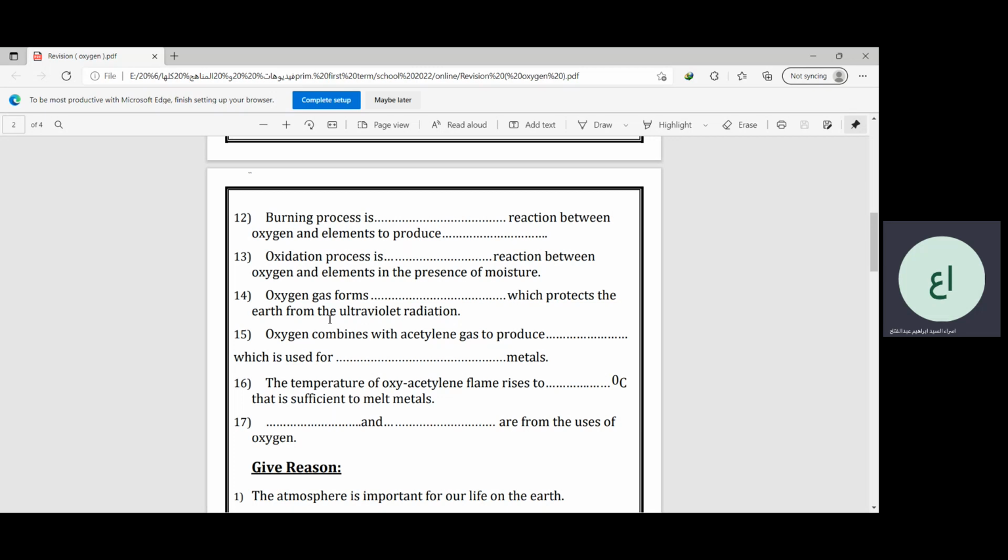يبقى هنا تاني يبقى الأكسجين gas forms ozone which protects the earth from the ultraviolet radiation. يبقى هنا هقول ايه؟ forms ozone layer.